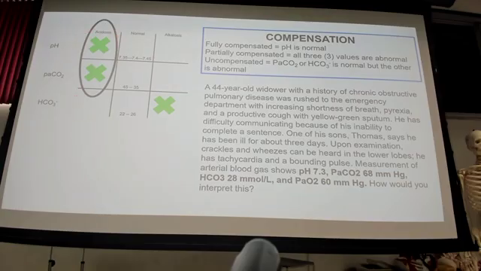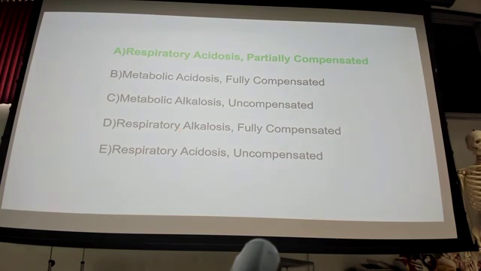But now we need to see if there's any compensation occurring. So looking at the compensatory table, pH, is it normal? Nope. What about PCO2 or bicarbonate, is that normal? Are either of those normal? So all the values fall outside the normal range, right? So that means that this is respiratory acidosis that is partially compensated. Does that make sense? Any questions about that?